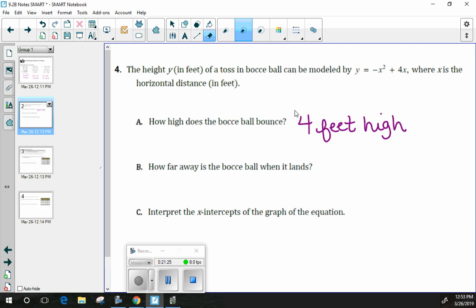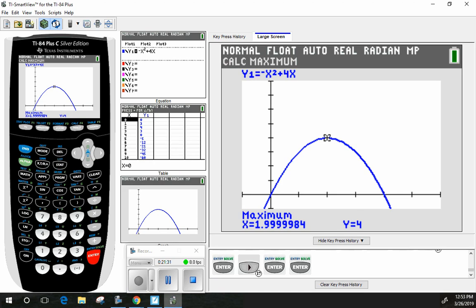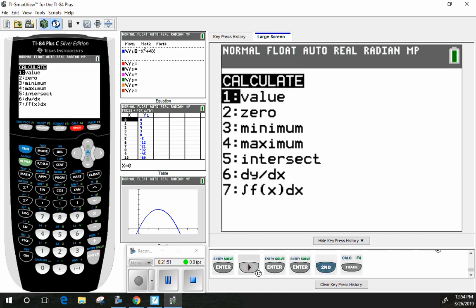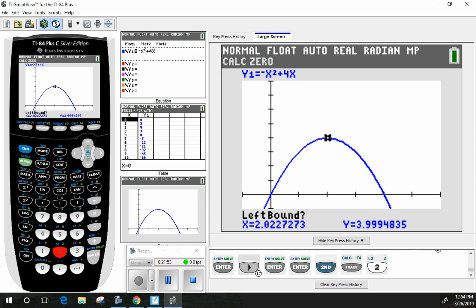How far away does the bocce ball land? Now what are we looking for on our curve if I want to know how far away it landed? The x-intercept, right? Because this is our horizontal distance. So this is going to be over here where it lands. That's what I'm looking for. Now it appears to be at 1, 2, 3, 4 feet away. But again, we can calculate it. Go to our calc menu. This time we will do the zero, and this time we'll do the zero that's on the right.